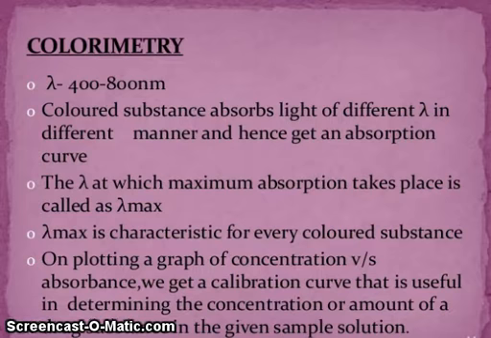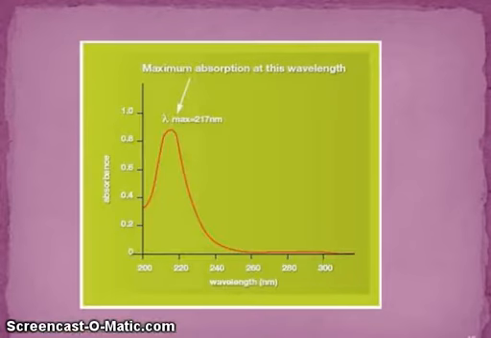So friends, colorimetry, lambda 400 to 800 nanometer. Colored substances absorb light of different wavelengths in different manner and hence give an absorption curve. The wavelength at which maximum absorption takes place is called lambda max. The lambda max is characteristic for every colored substance. On plotting a graph of concentration versus absorbance, we get a calibration curve that is useful for determining the concentration or amount of drug substance in the given sample solutions. You can see here the wavelength in nanometer and maximum absorption at this wavelength, lambda max.